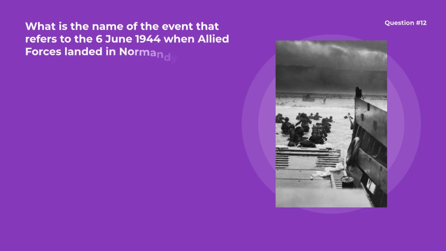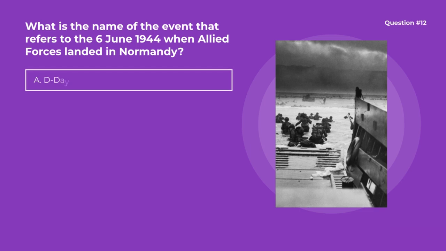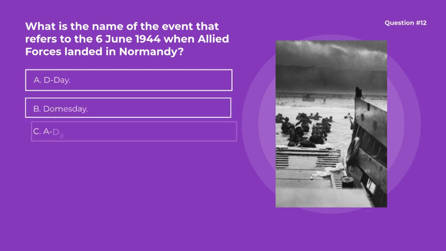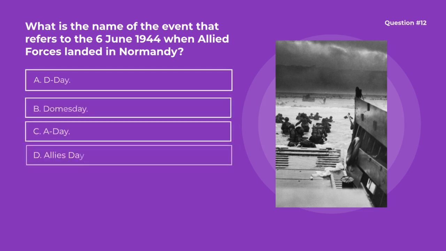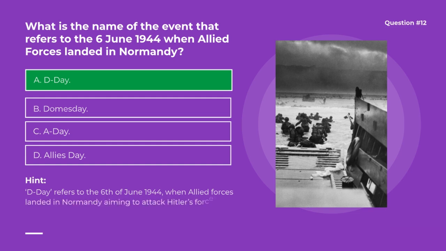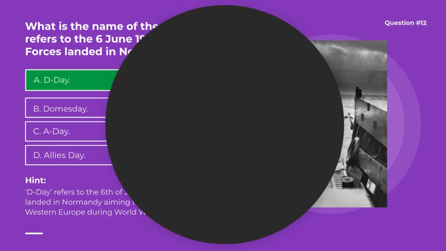Question number 12. What is the name of the event that refers to the 6th of June 1944 when Allied forces landed in Normandy? Options are A. D-Day, B. Domesday Book, C. A-Day, D. Allies' Day. The correct option is D-Day. D-Day refers to the 6th of June 1944 when Allied forces landed in Normandy, aiming to attack Hitler's forces in Western Europe during World War II.